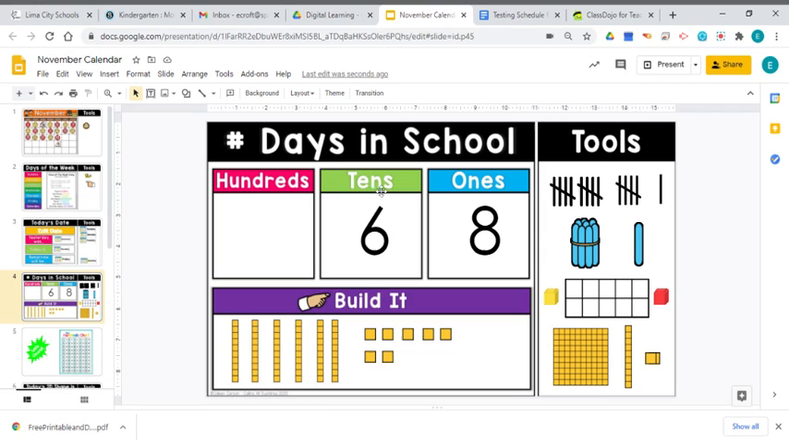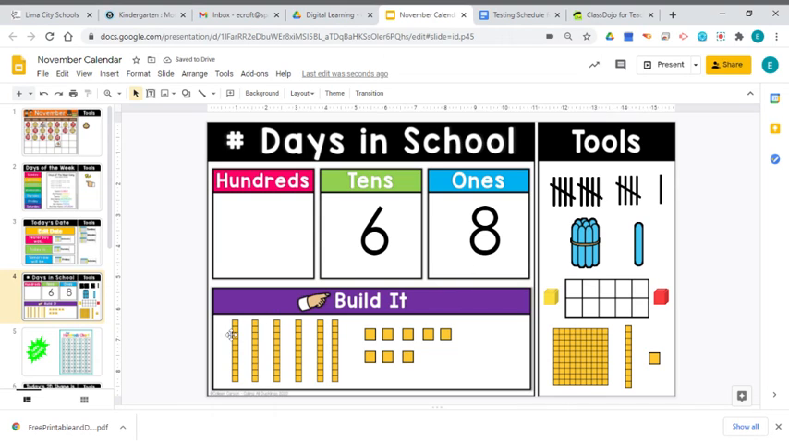In the 10 spot, we have 6. So we have 6 tens. There they are across the bottom. In the ones place, we have an 8. Well, that means we have to add another cube down here so that we have 8 cubes. Now we have 8 ones.